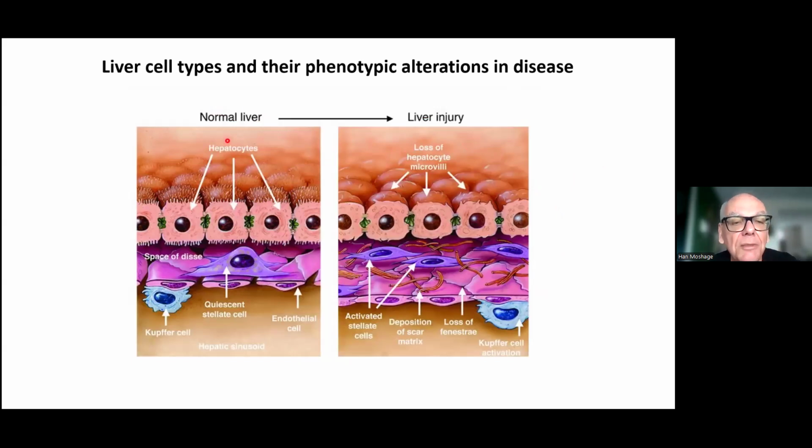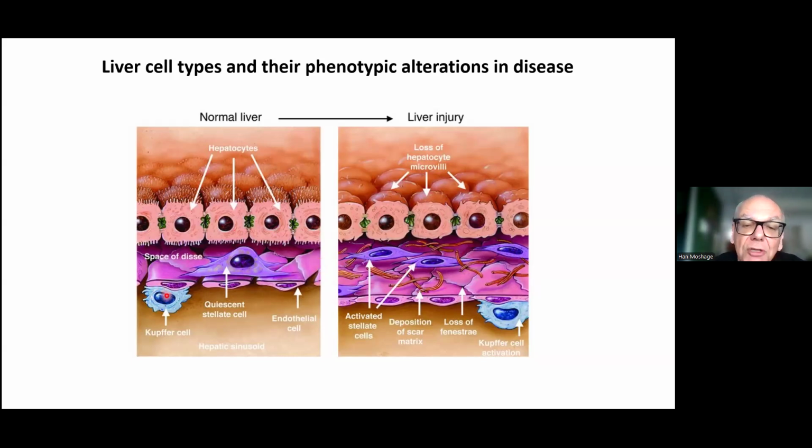Here you see it again. This is the normal liver, the main liver cell types. In chronic liver injury, all cell types undergo phenotypic alterations. The hepatocytes become damaged, so they lose their microvilli, which are projected towards the sinusoid, so they are inhibited in the uptake of nutrients from the blood, from the sinusoids. The stellate cells that are quiescent in normal conditions become activated, so they proliferate. You can see that here. And they also deposit scar tissue within the sinusoids, within the space of this.